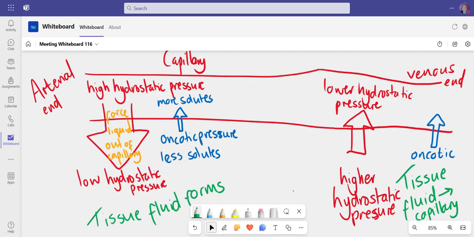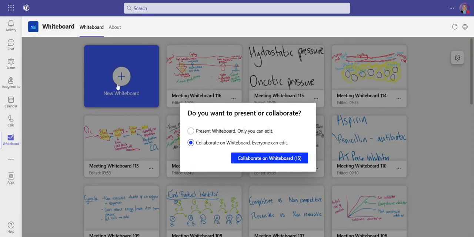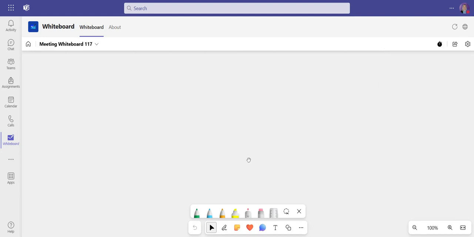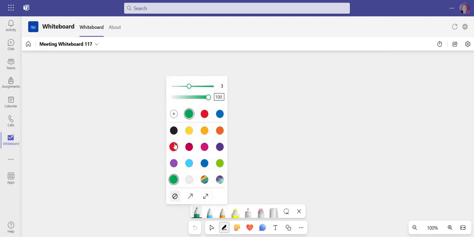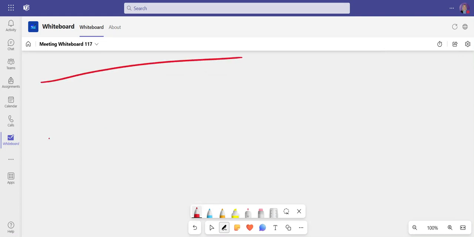So there is one more part to this story. The final part of this is how do we get the last bit of tissue fluid back into our blood system, into our circulatory system? So far, as a little recap, let's draw our capillary again. So here's our capillary.